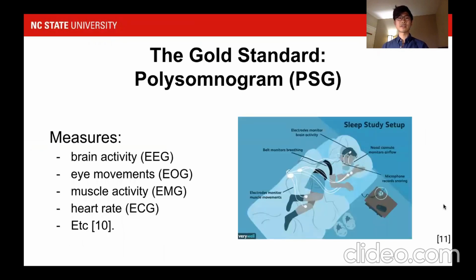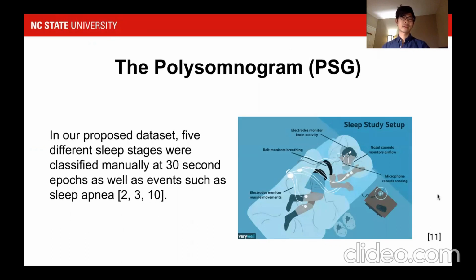Currently, the gold standard for studying sleep is the polysomnogram, or PSG. This is when you get wired up and they measure your brain activity, eye movements, muscle activity, heart rate, and other events such as snoring. In the dataset that we'll be using, 5 different sleep stages were manually classified at 30-second epochs, and events such as sleep apnea are also recorded.